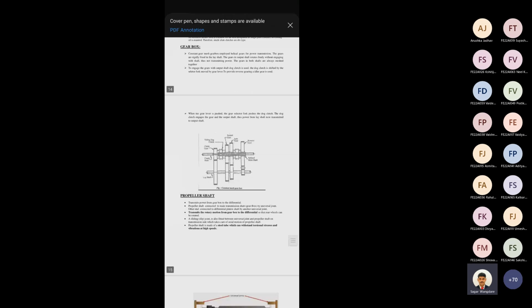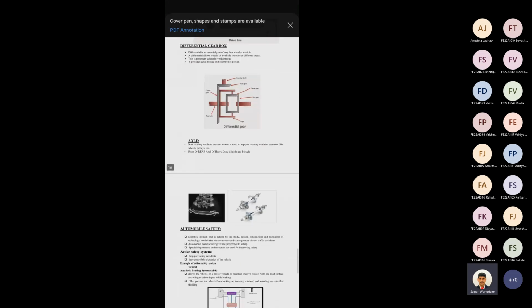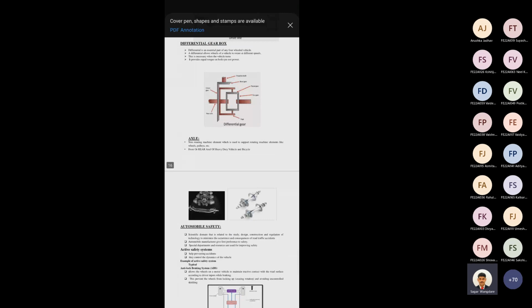For the constant mesh gearbox, this figure we have already discussed. For the differential, please use this figure. Can you see this top figure? Differential gearbox. Draw this figure. On the propeller shaft, a bevel gear is there because it is used to transfer power at 90 degrees. So the application of bevel gear is where? In the differential, right?